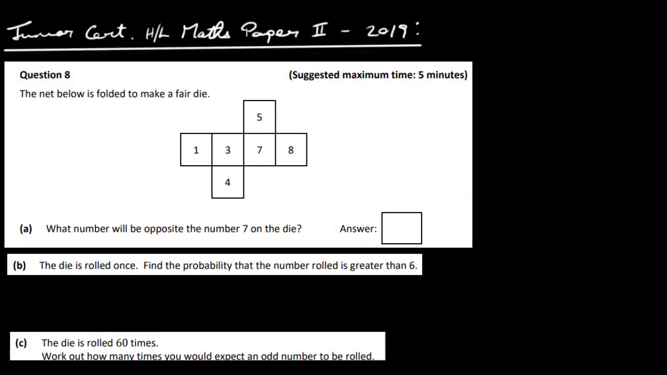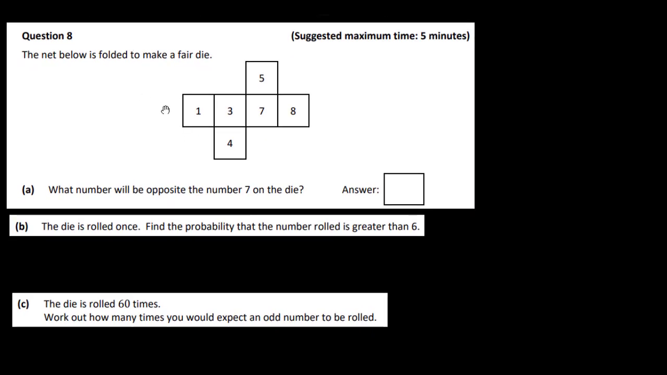Okay, so let's have a look at the Junior Certificate Higher Level Maths Paper 2 for 2019, questions 8 and 9. So here in question 8, we have a net and it can be folded to make a fair die. What number would be opposite the number 7 on the die?